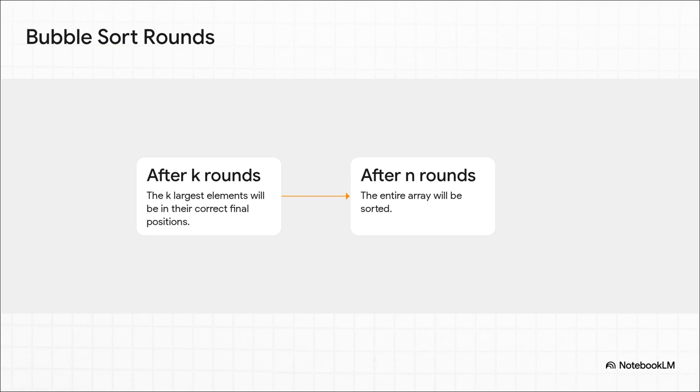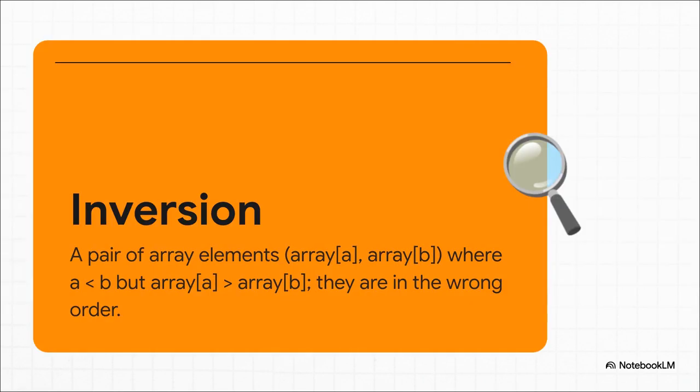After the second pass, the second largest is locked in. It works, for sure. After enough passes, everything will be sorted. But you can probably see the problem. It takes a ton of little swaps to get there. So why is it so slow? What's the real bottleneck here?